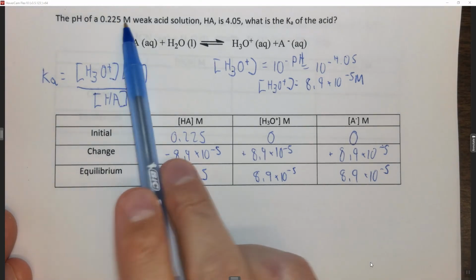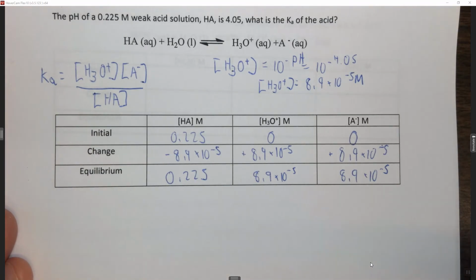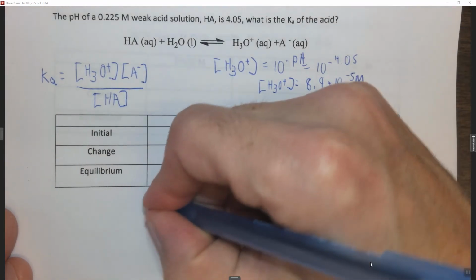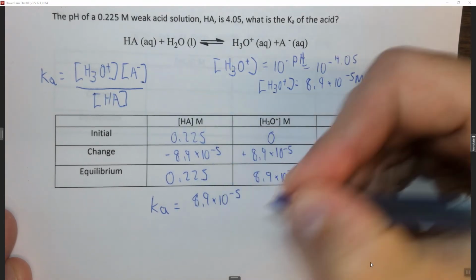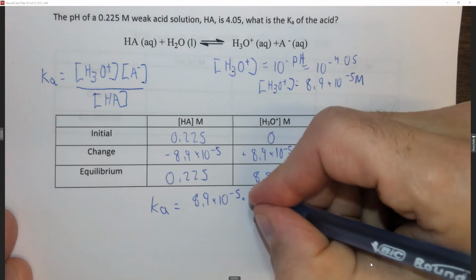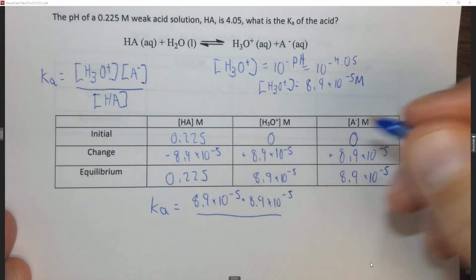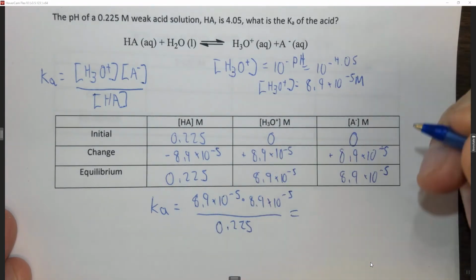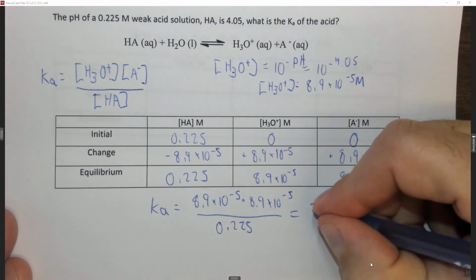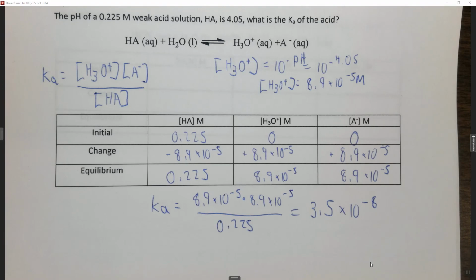What this is basically telling us is how we could calculate the Ka of an acid. If we know the concentration of the weak acid and we know the pH of the solution, we could find the experimental Ka of the acid. So here we could find the Ka is equal to 8.9 times 10 to the minus 5 times 8.9 times 10 to the minus 5, because these are both that, divided by the concentration of HA, which is 0.225. And when you do that math, you find that the Ka is 3.5 times 10 to the minus 8. All right, so this is the Ka of this particular weak acid.